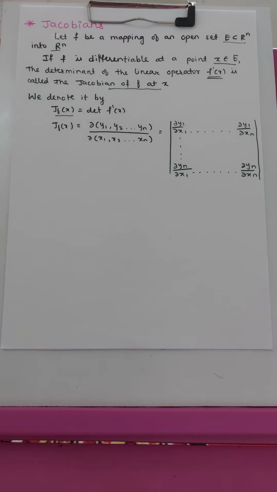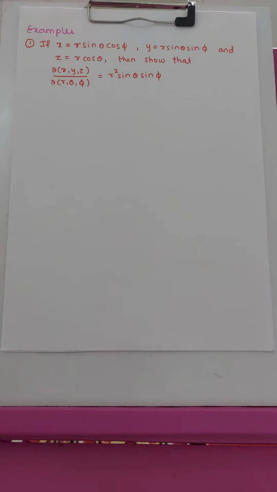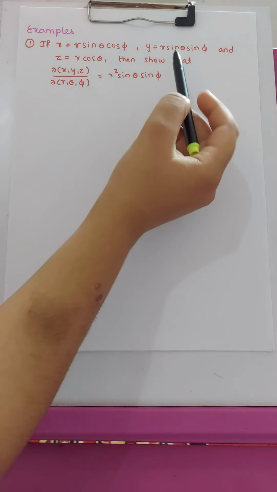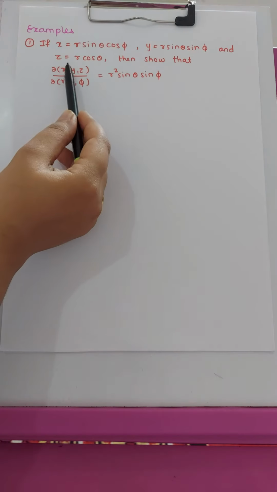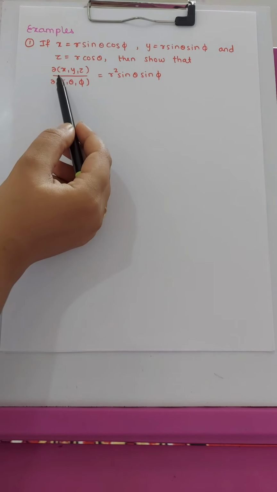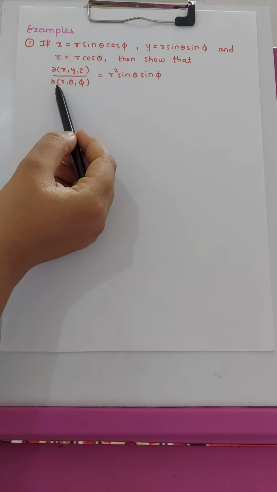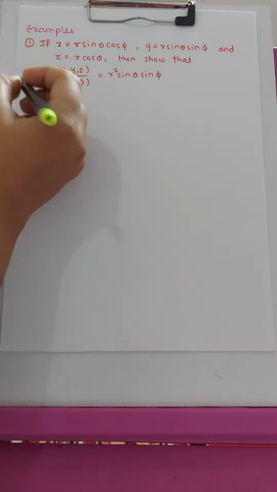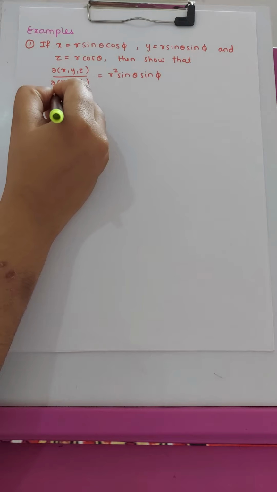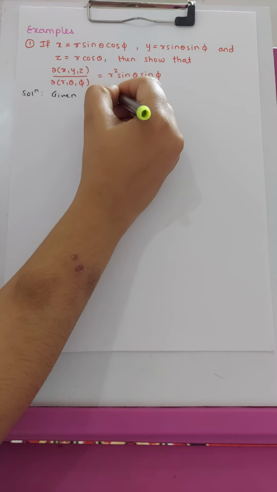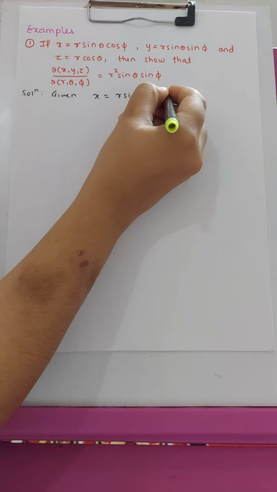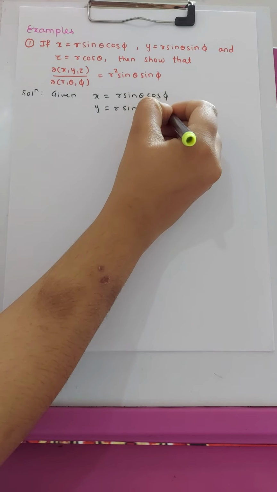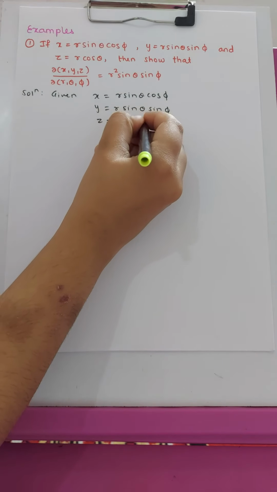So let's start with some examples of Jacobians. In the following example, x equals r sin theta cos phi, y equals r sin theta sin phi, and z equals r cos theta. We have to show that ∂(x, y, z) upon ∂(r, theta, phi) equals r square sin theta. So, solution: as given, x equals r sin theta cos phi, y equals r sin theta sin phi, and z equals r cos theta.